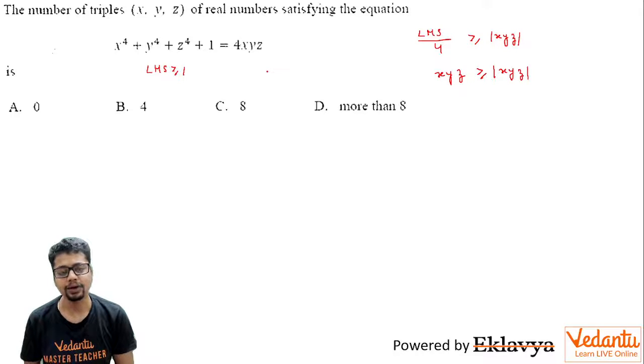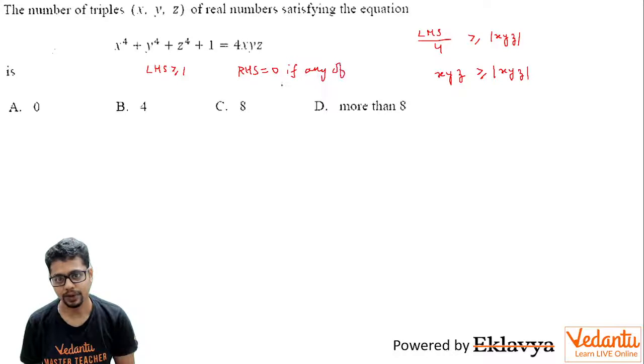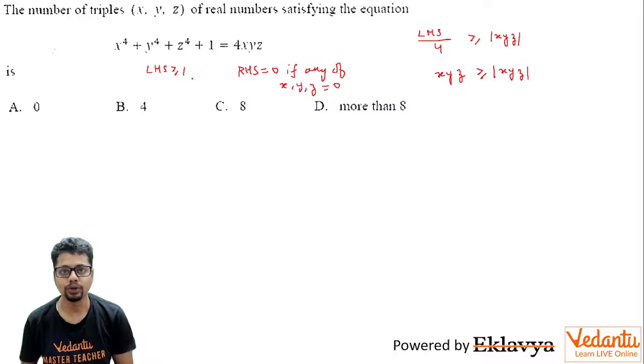And if any one of these three terms, x to the power 4, y to the power 4, z to the power 4 is 0, that means the corresponding x, y, z, any of them would be 0. And if any of them becomes 0, the right hand side would become 0. Yeah, if any of x, y or z is 0. So then equality would not hold. That means x to the power 4, y to the power 4, z to the power 4 are not 0. That means they are strictly positive, and I can use AM greater than equal to GM.